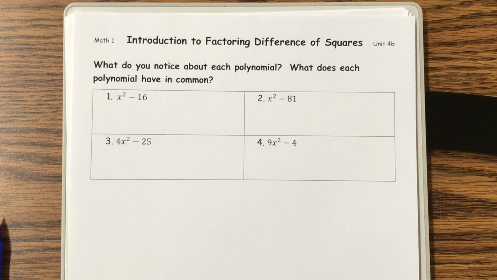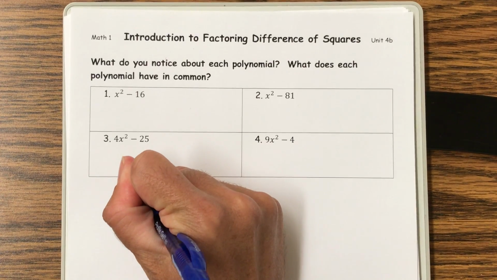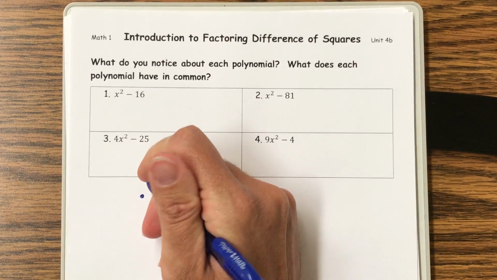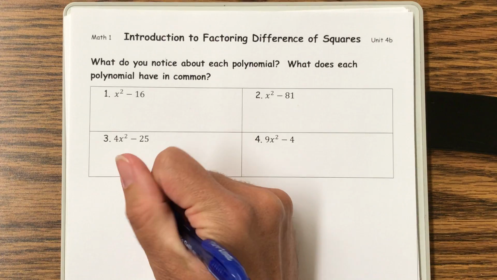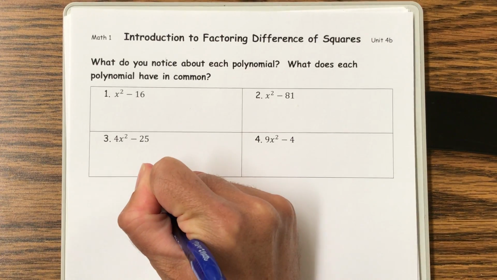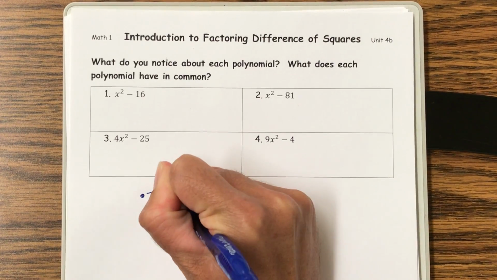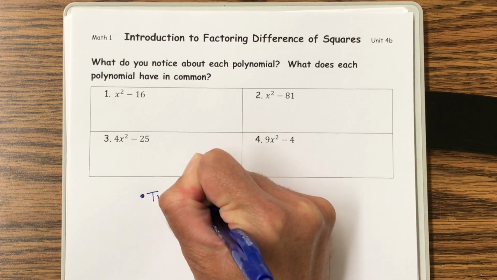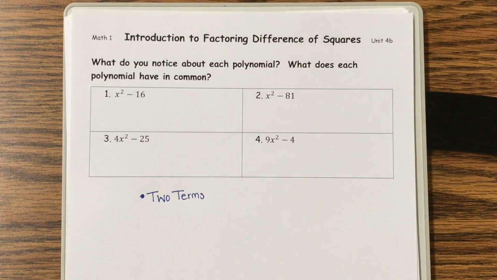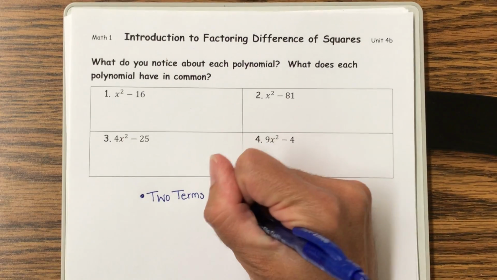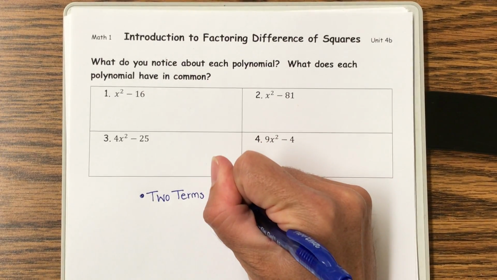So let's see if you listed everything that you noticed about these polynomials. What does each polynomial have in common? Well, hopefully the first thing that jumped out was each of these polynomials only has two terms. And if you remember, what is that called when we only have two terms? Well, they are all binomials.